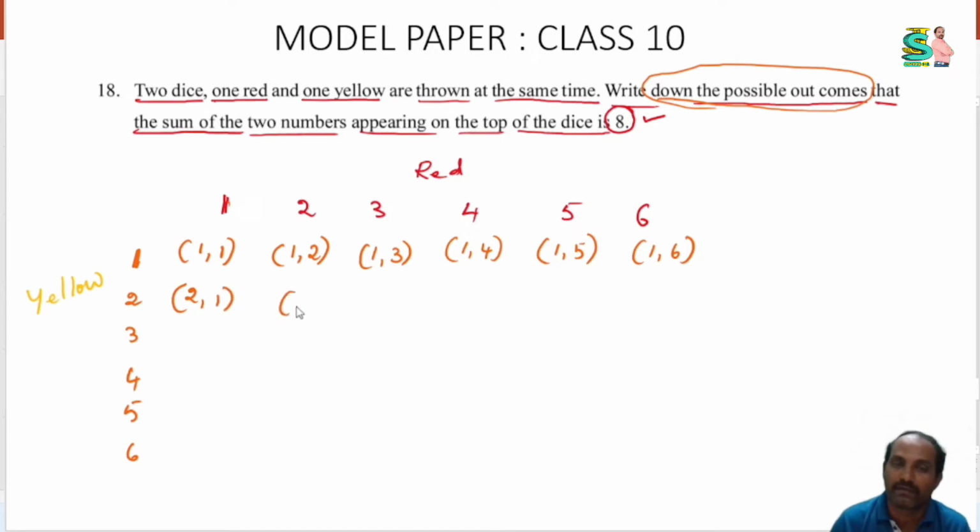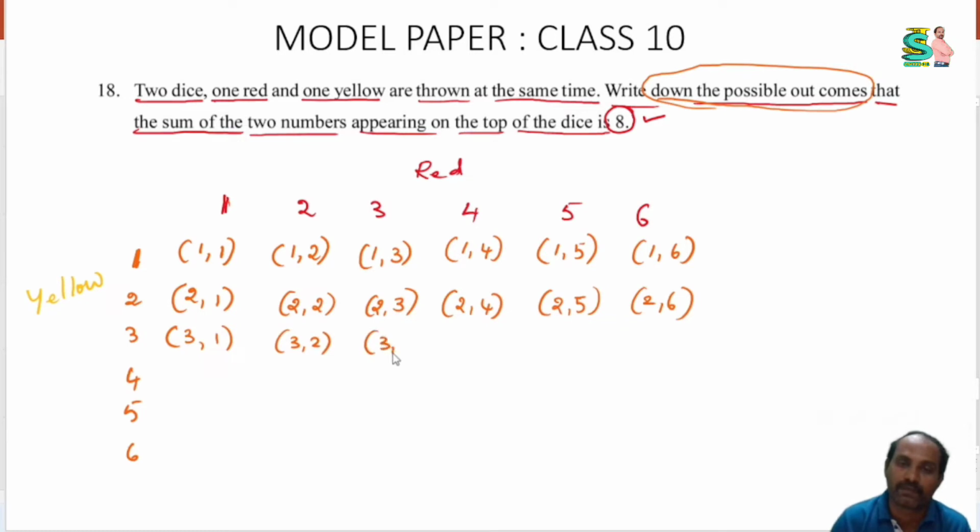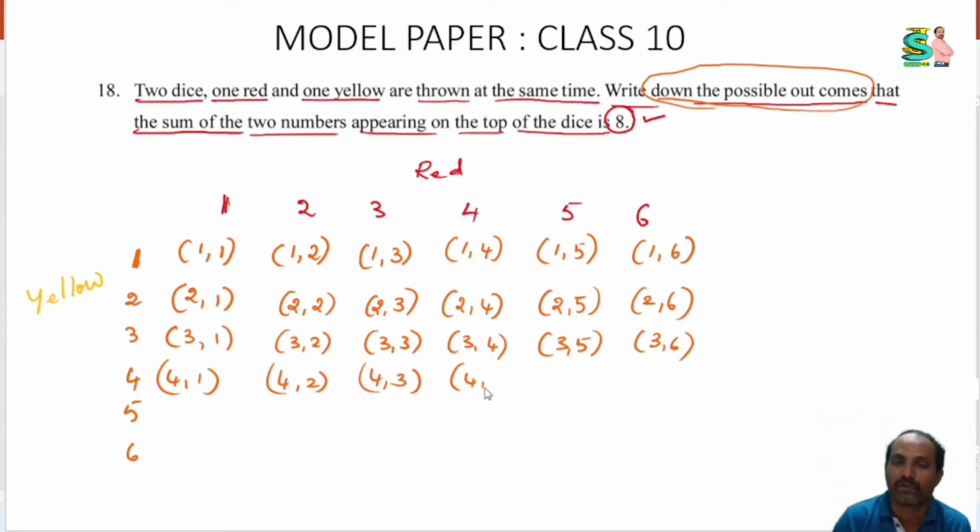2, 1, 2, 2, 2, 3, 2, 4, 2, 5, 2, 6. Okay, now 3, 1, 3, 2, 3, 3, 3, 4, 3, 5, 3, 6. 4, 1, 4, 2, 4, 3, 4, 4, 4, 5, 4, 6. Next 5, 1.